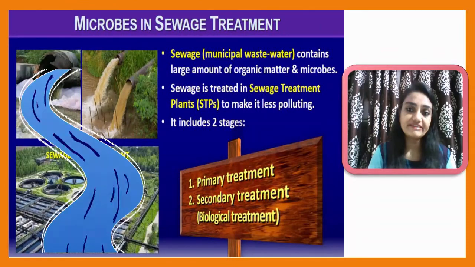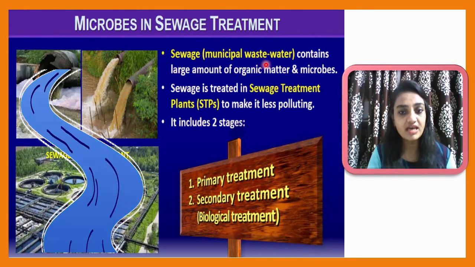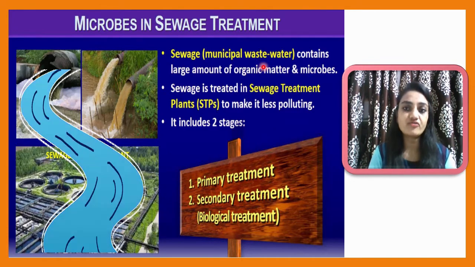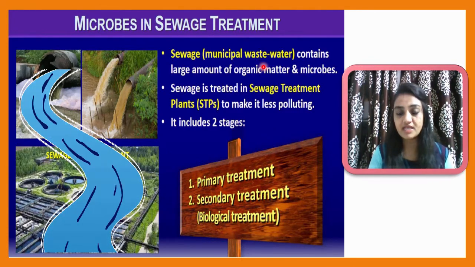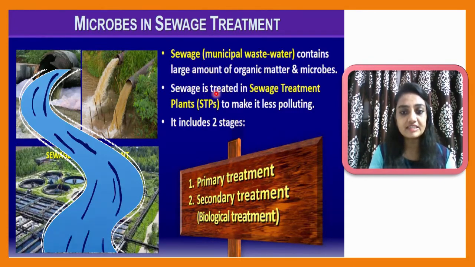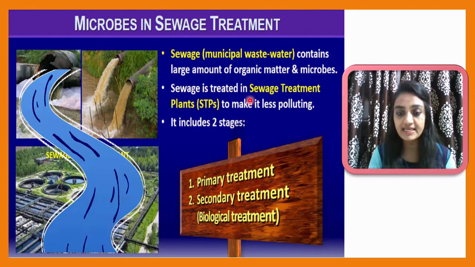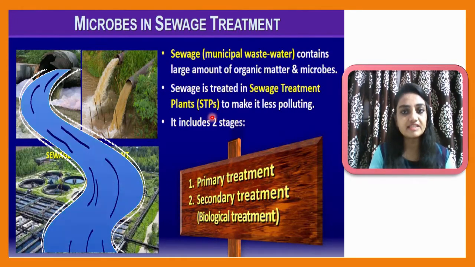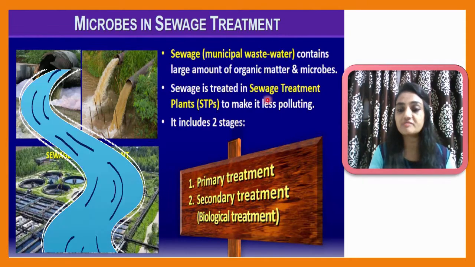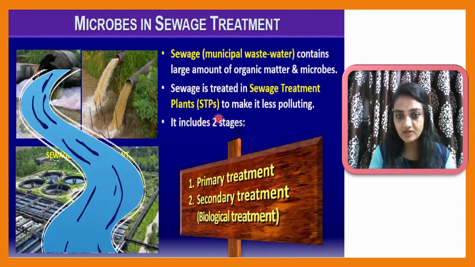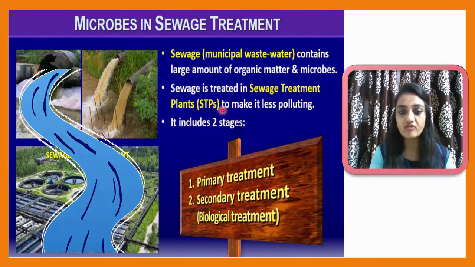First of all, let me define what sewage is. Sewage is municipal wastewater, and it contains a large amount of organic matter and microbes. Such sewage is treated in special plants, and a plant in which sewage is treated is called a sewage treatment plant, STP. So you should remember the full form of STP, that is, sewage treatment plant.